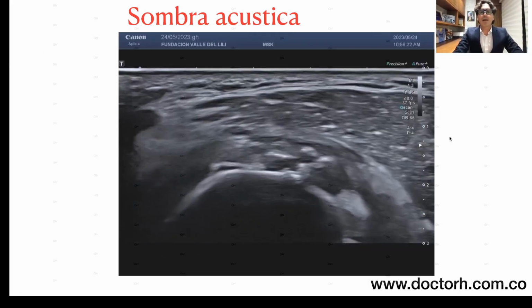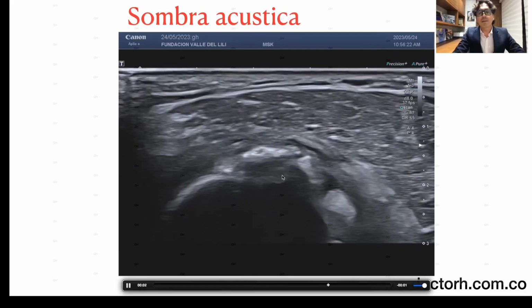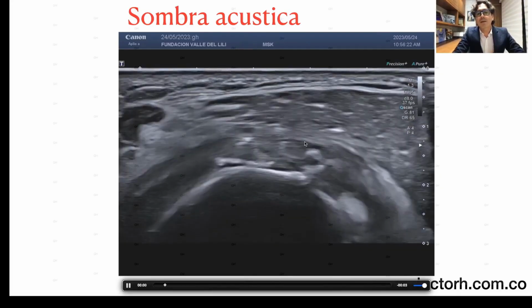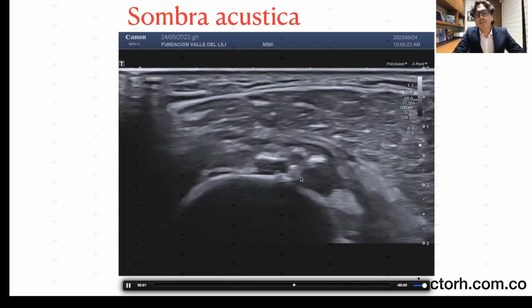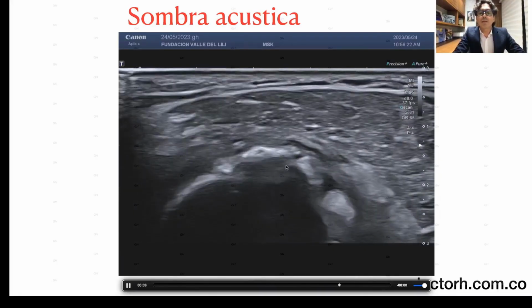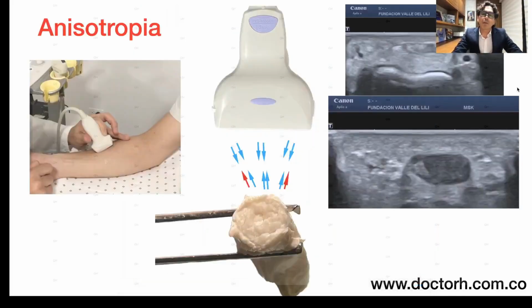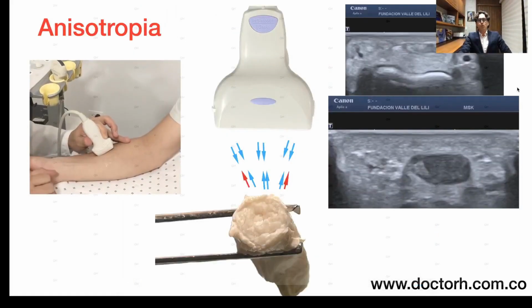Let's look at it dynamically in a video. The same calcification, much larger, breaks the cortex because the sound doesn't pass through. So here you can see it, and then we don't see it anymore because the sound is completely reflected, creating a posterior acoustic shadow typical of calcifications in bones.